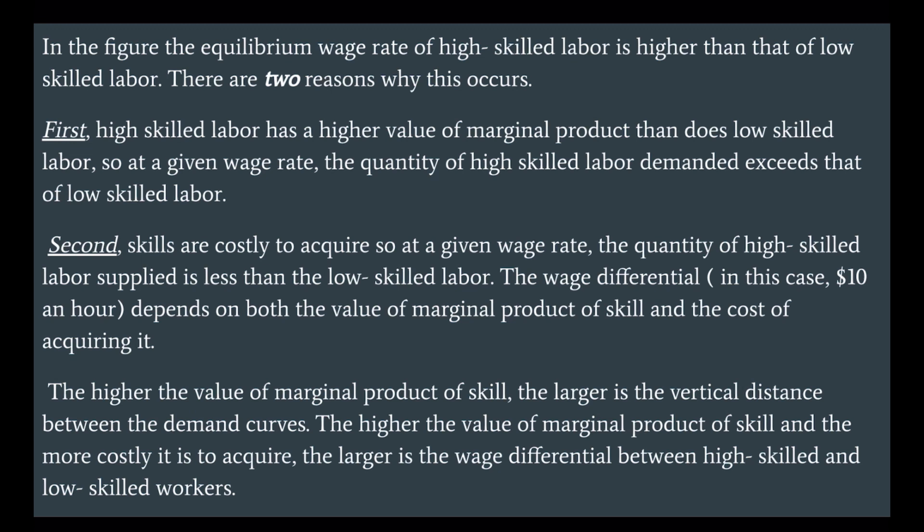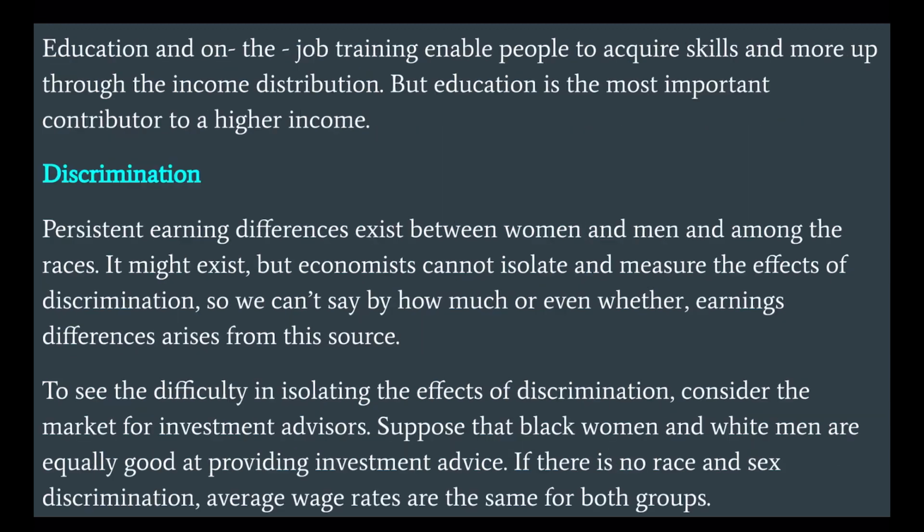The higher the value of marginal product of skill and the more costly it is to acquire, the larger are the differences between high skilled and low skilled workers. Education and on-the-job training enable people to acquire skills and move up through the income distribution, but education is the most important contributor to a higher income.